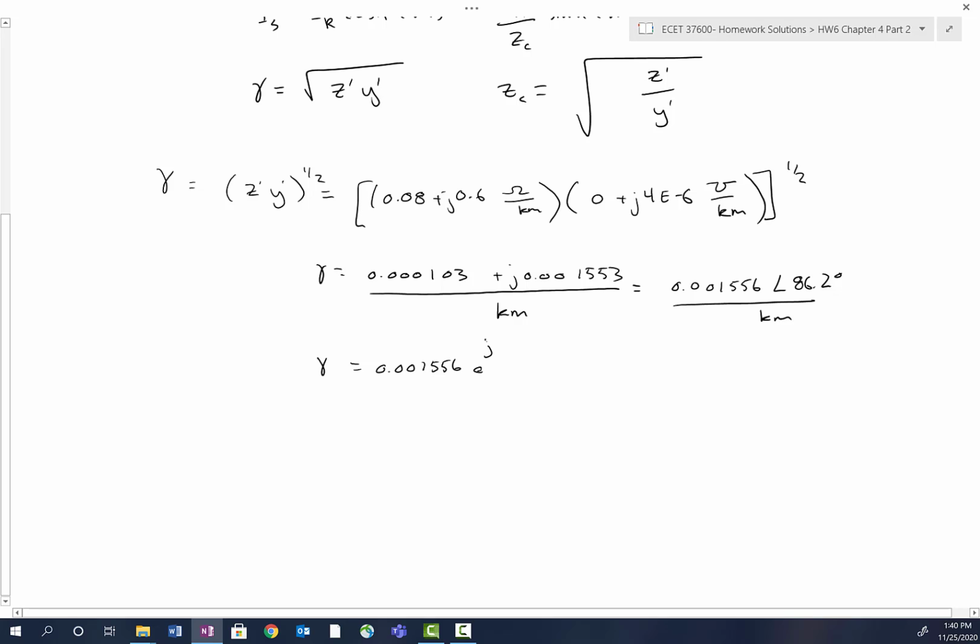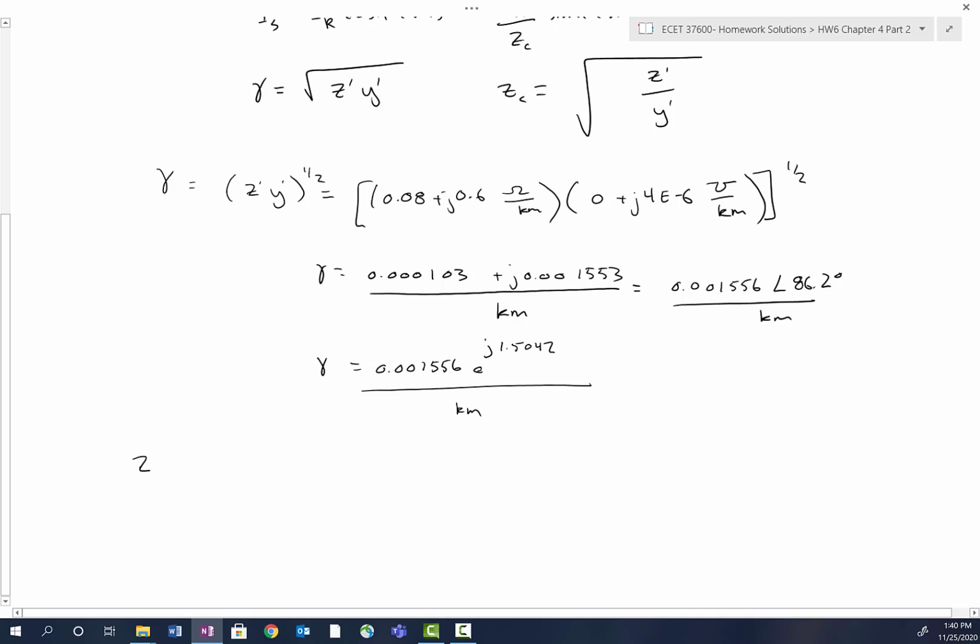And remember, when you're in radian mode, we tend to write the phasor in exponential format, where we write e to the j, and then we need to convert that 86.2 into radians, so you multiply that by pi, divide by 180, and you get 1.5042 rads per kilometer for the complex propagation constant. So I do encourage you, when you're calculating gamma, to go ahead and put it in exponential phasor form.